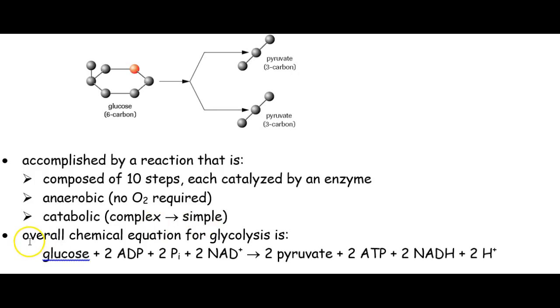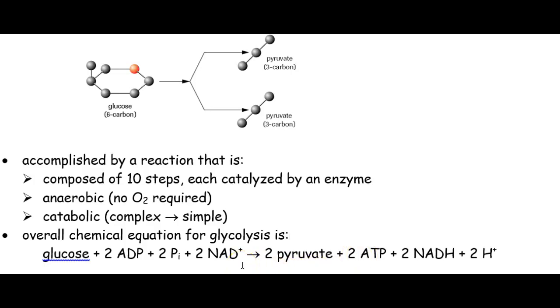So if we're really looking at what's going in and what's coming out of glycolysis, we can sum it up in this overall reaction. We're going to start with 1 glucose molecule, and it's going to, of course, end up as this 3-carbon pyruvate over here. We're going to start with 2 ADP molecules, adenosine diphosphate, and 2 inorganic phosphates, and we're going to phosphorylate that ADP with those phosphates, and that's going to create our 2 ATP, adenosine triphosphate.